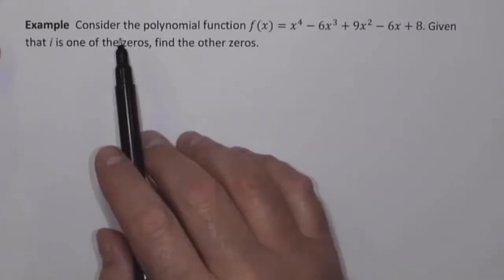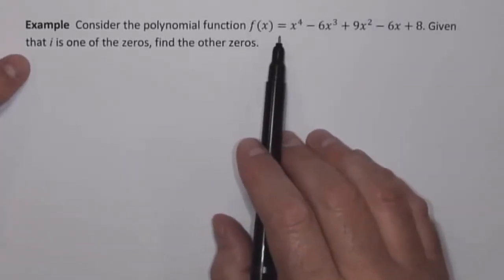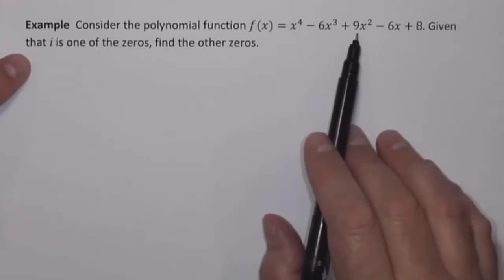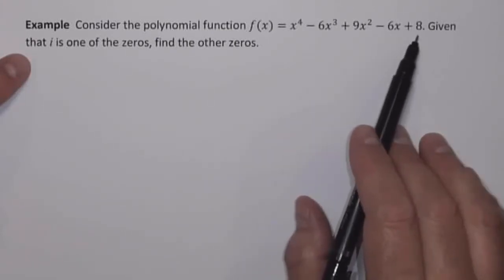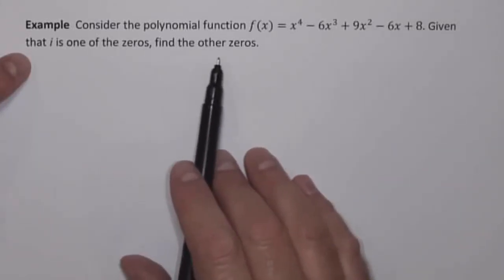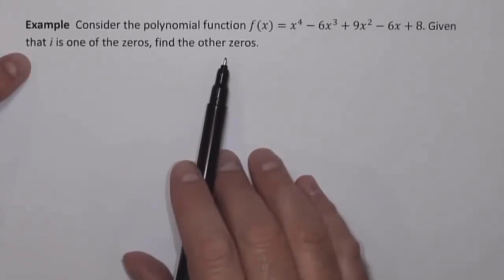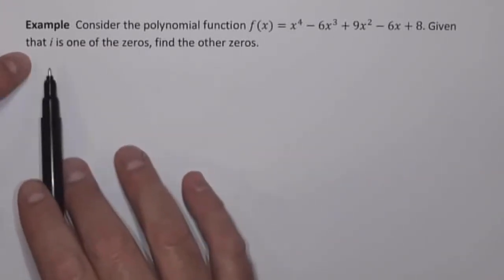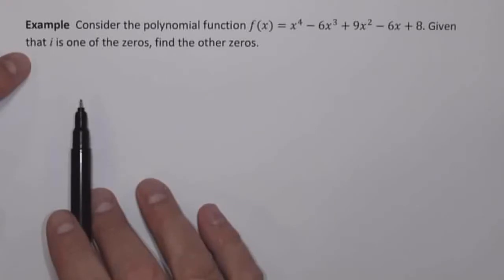In this video, consider the polynomial function f of x equals x to the fourth power minus 6x cubed plus 9x squared minus 6x plus 8. Given that i is one of the zeros, find the other zeros. So we want to find the other zeros of this polynomial function given that i is one of the zeros.